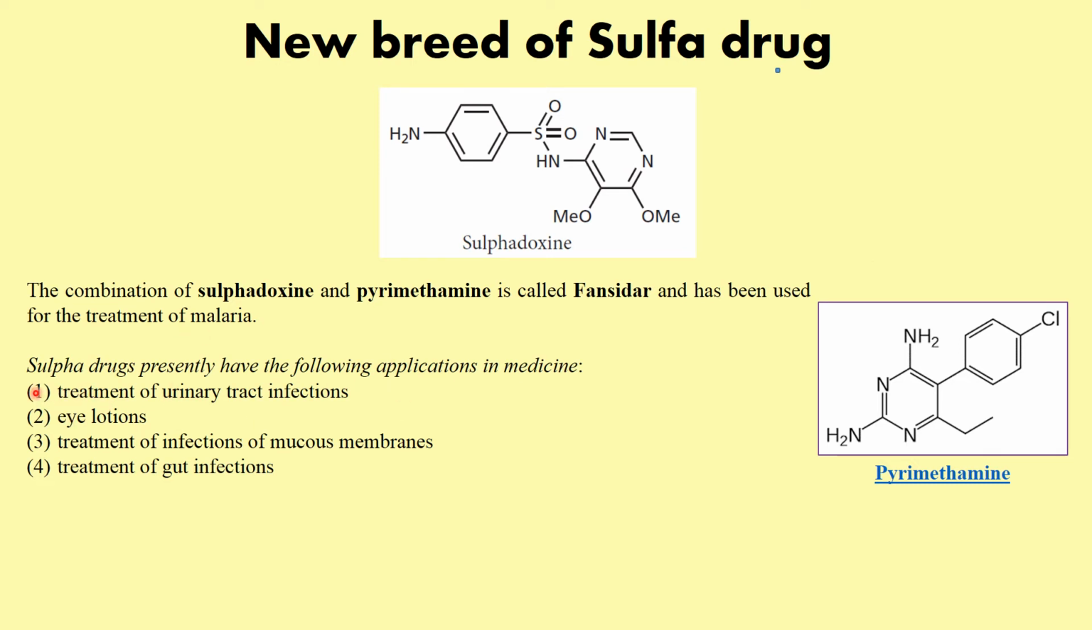Apart from that, all the sulfa drugs that we are talking about are used to treat UTI, urinary tract infections. They are used in eye lotion. Sometimes you must have seen the doctor gives us these eye lotions whenever we have these eye infections. So they are very important in that. Treatment of mucous membranes, that is inside our gut, and other types of gut infections. So sulfa drugs are very effective against the treatment of these types of diseases. These are the various important applications of sulfa drugs.